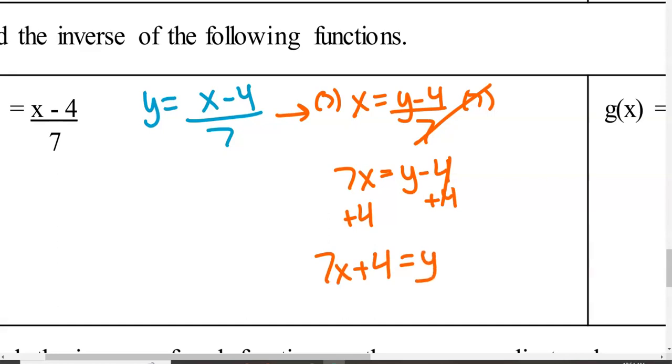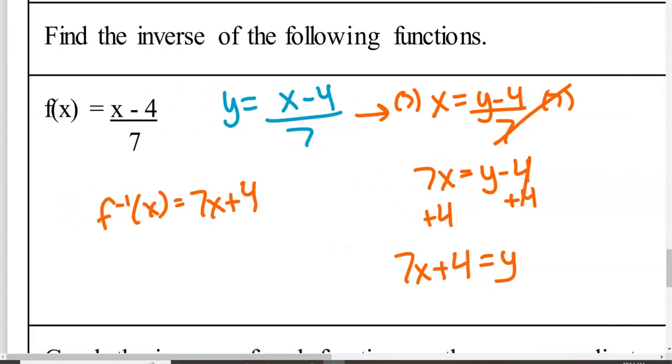I got y by itself, so now we have our inverse function. So our inverse of f is going to be 7x plus 4. Look at my original. I was dividing by 7, right? My inverse, I'm multiplying by 7. In my original, I'm subtracting 4. In my inverse, I'm adding 4. Right? So all of our inverse operations got used.